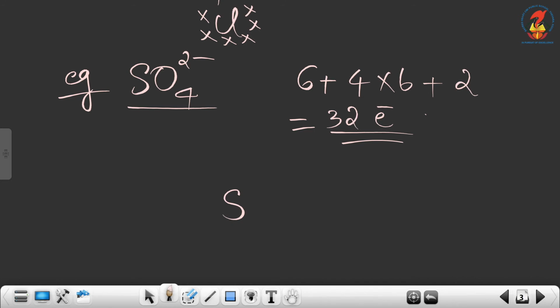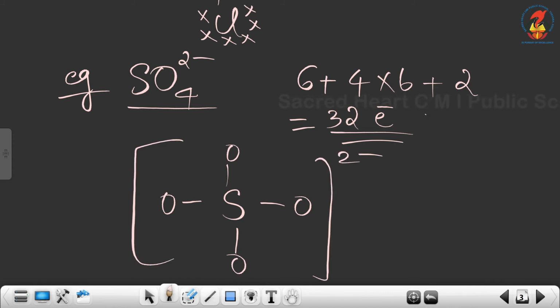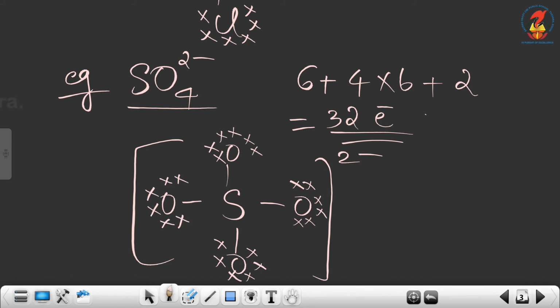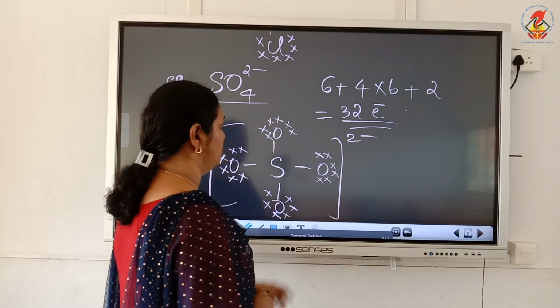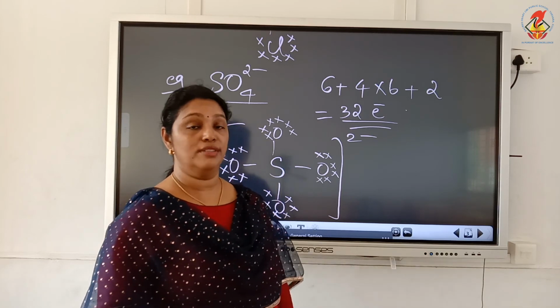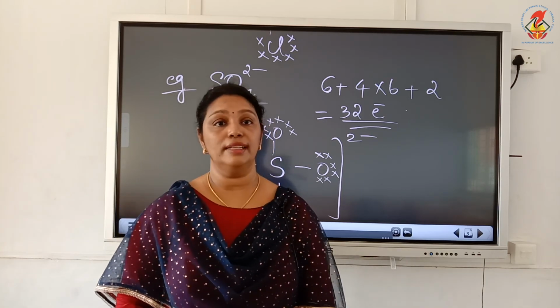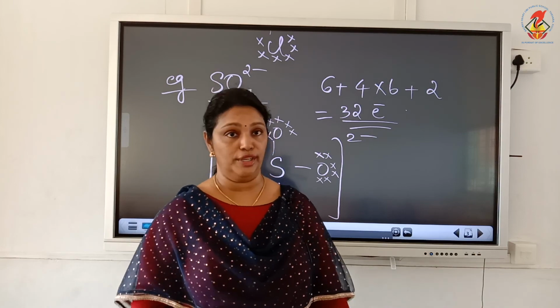Now let's draw the structure of sulfate ion, SO4 2 minus. Now let's complete the octet around oxygen: 1, 2, 3, 4, 5, 6, 7, 8 for each oxygen. Now you can see 8 fours are 32. And don't forget you have to put 2 minus here because it is sulfate ion. So these are the examples for the Lewis structure of molecules.